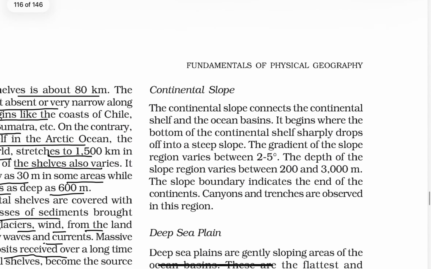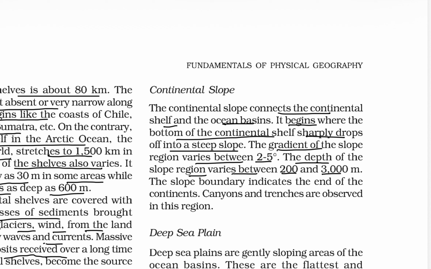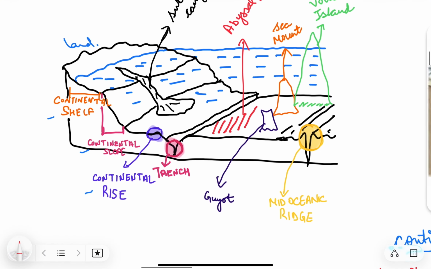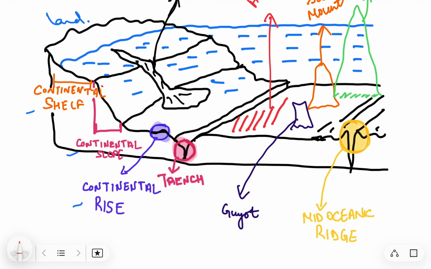Next we have the continental slope. The continental slope connects the continental shelf and the ocean basins. It begins where the bottom of the continental shelf sharply drops off into a steep slope. So continental slope has a steep slope. The gradient of the slope region varies from 2 to 5 degrees, and the depth varies from 200 to 3000 meters. The slope boundary indicates the end of the continent. Canyon trenches are observed in this region.